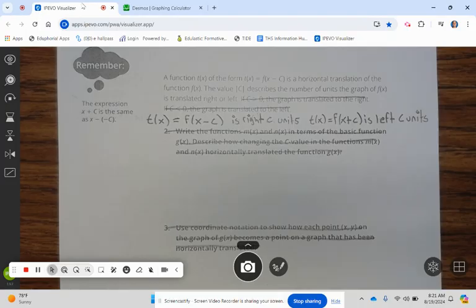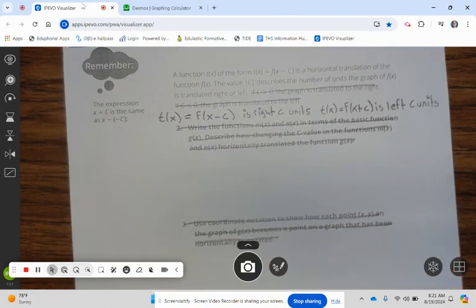A function t of x of the form t of x equals f of x minus c is a horizontal translation of the function f of x. The absolute value of c describes the number of units the graph of f of x is translated right or left. t of x equals f of x minus c is translated right c units, and t of x equals f of x plus c is translated left c units. Go and finish it up and mark out 2 and 3.